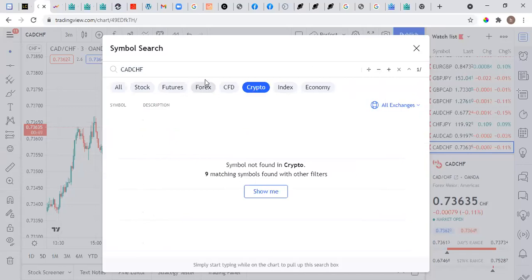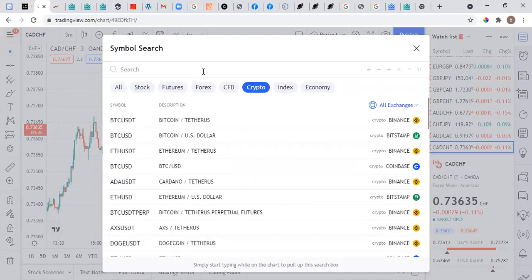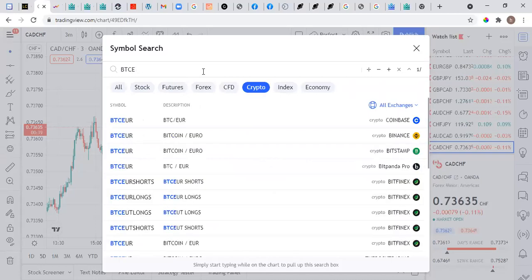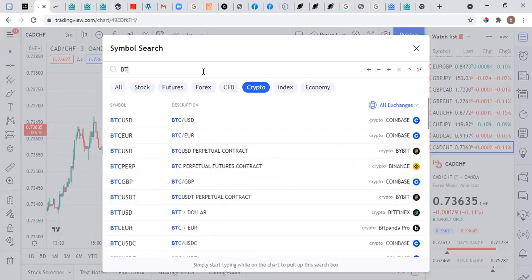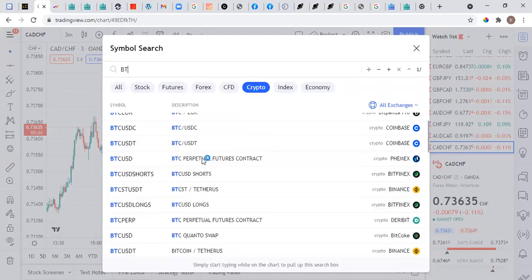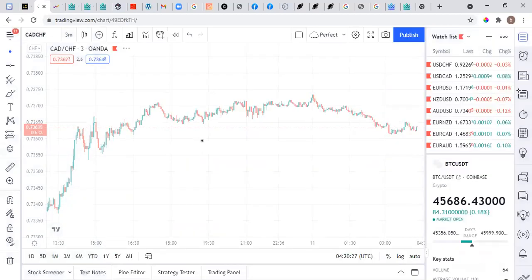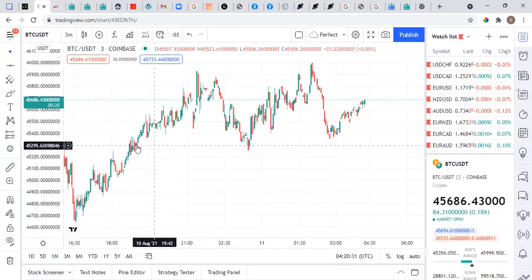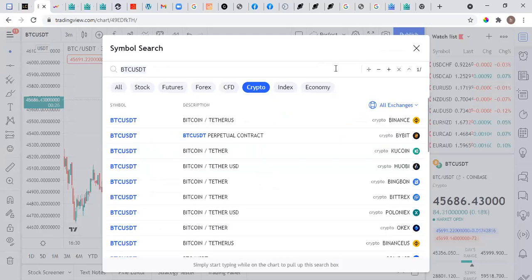Okay. So crypto card is not cryptocurrency. So you can pick Bitcoin, Ethereum. Bitcoin USD and BTC USDT here. You can pick BTC USDT. Okay, it's just going to give you the chart of BTC USDT.